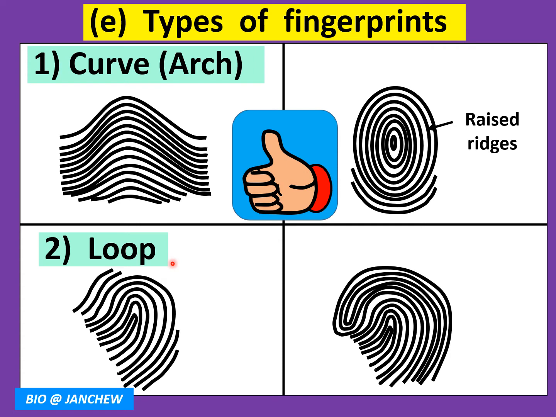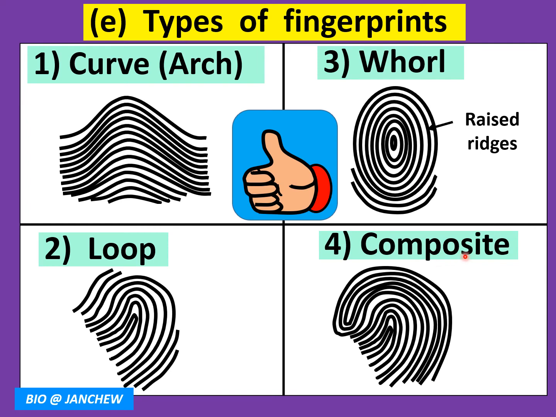That is the loop. Then the third type of pattern for the fingerprint is the whorl. In the whorl, there are concentric circles, and right in the center there will be a center here. And the fourth type is called the composite, where there is a mixture of more than one type. For example, here you can see the loop, and you can see this other pattern here. So that is the composite.